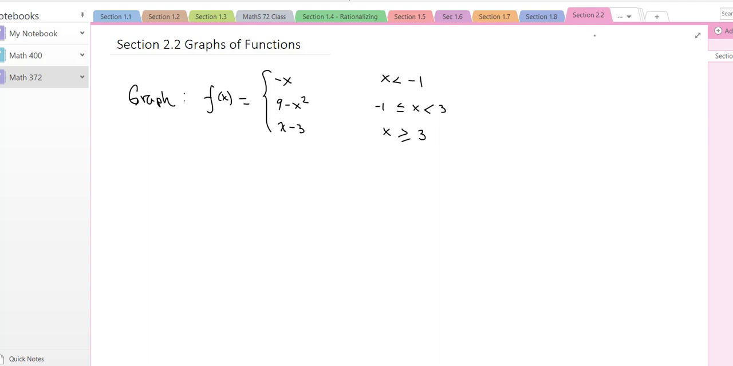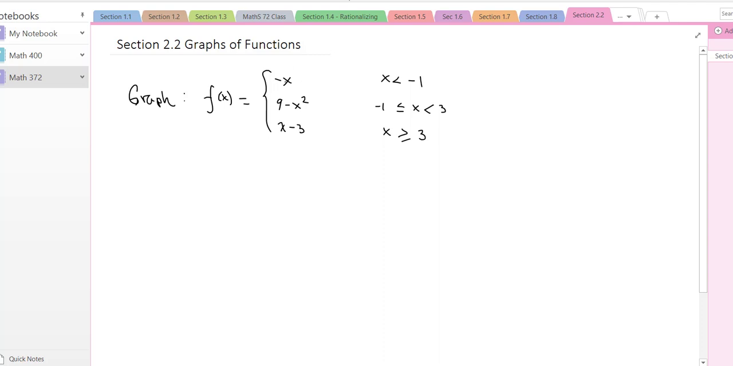Hi, in this video we're going to continue our study of functions and continue with graphing piecewise functions. This one has 3 pieces. By now we should know how to graph a linear equation and quadratics. Today in this video we're also going to learn how to graph the absolute value of functions, so stay tuned for that. This particular function has 3 pieces: negative x, 9 minus x squared, and x minus 3.